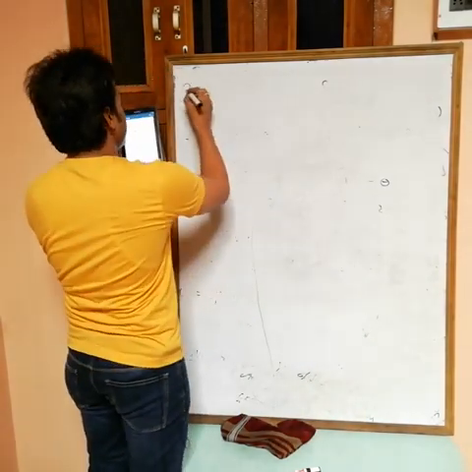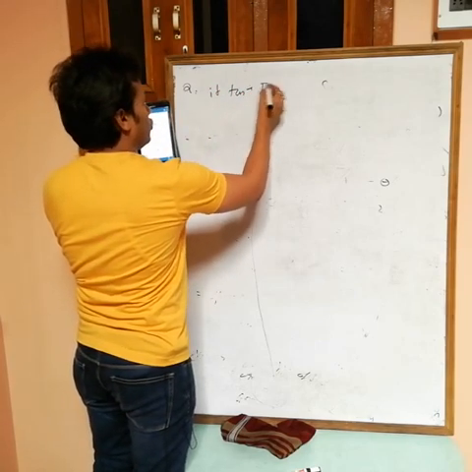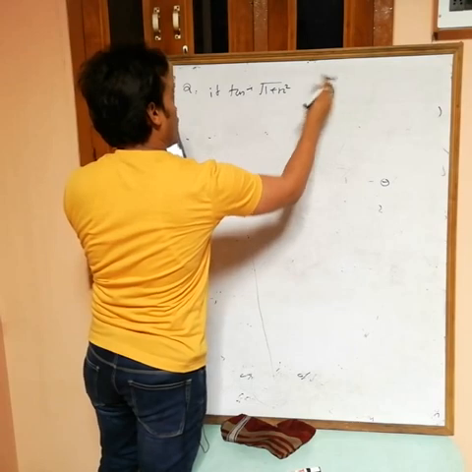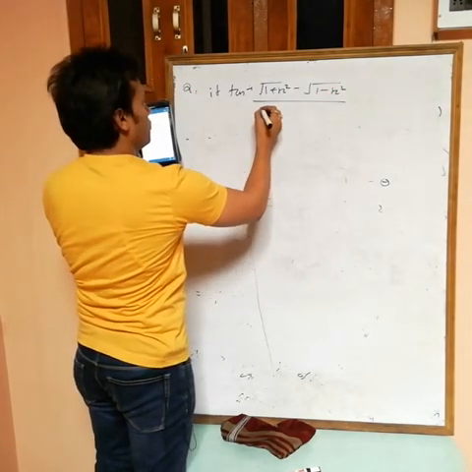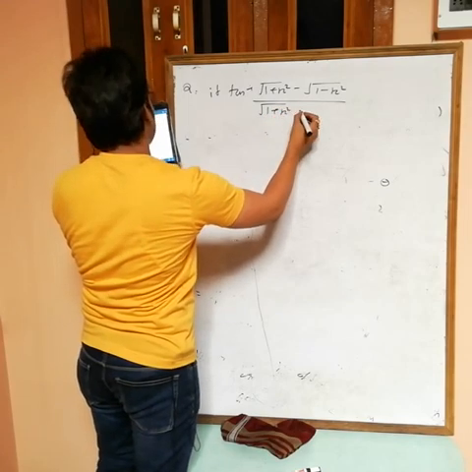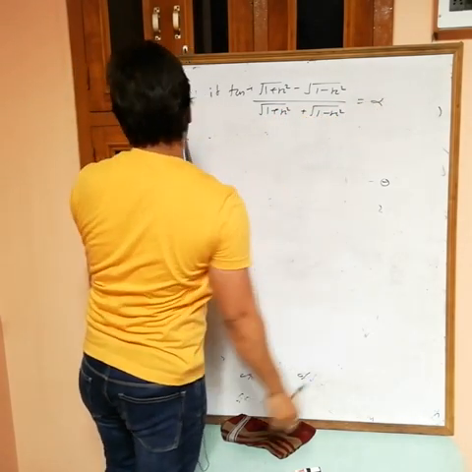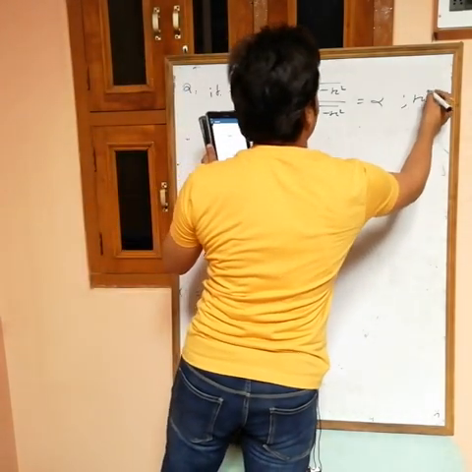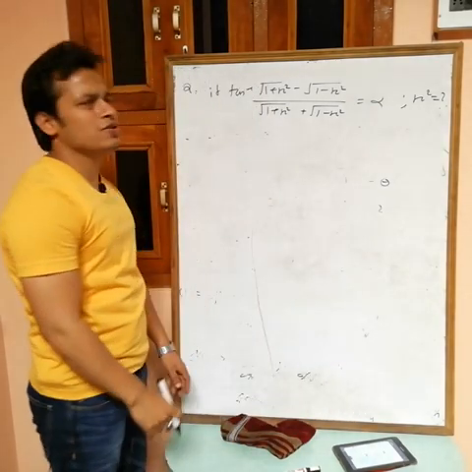Okay, again write the next question. If tan inverse of root 1 plus x square minus root 1 minus x square, by root 1 plus x square plus root 1 minus x square, equals alpha, then find the value of x square. Okay, now this one is simple. What do you want? The value of x square, so just simplify.